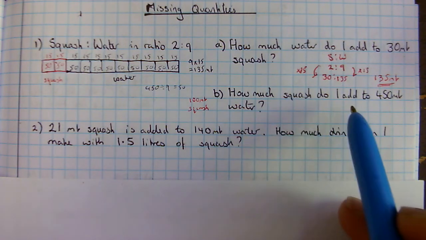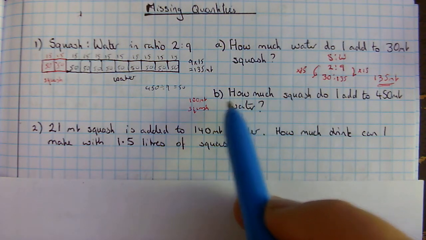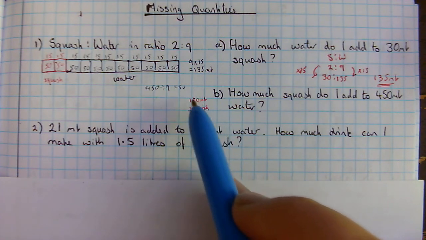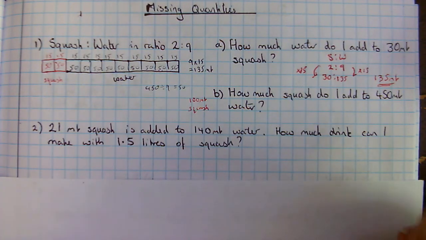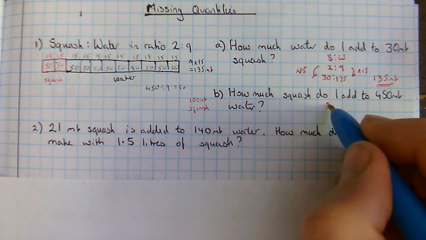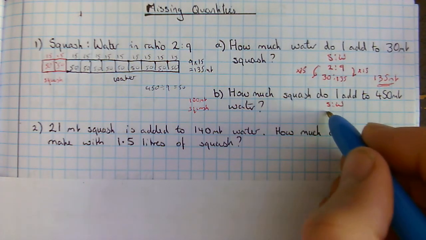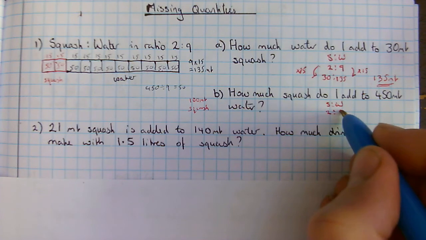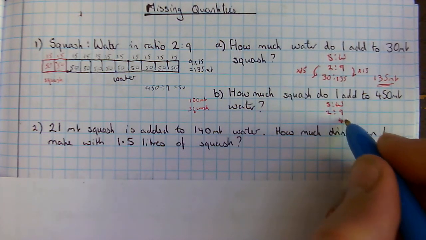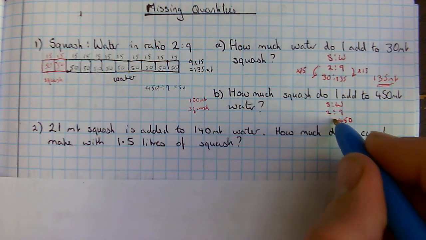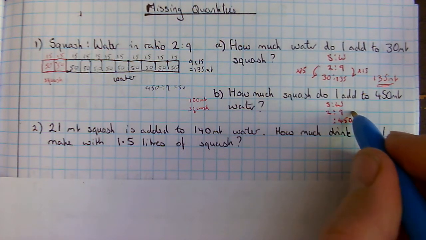How much squash do I add to 450 millilitres of water? Well, we saw using the box model I got an answer of 100. Let's see if we get the same using my multiplication method. So again, I've got squash to water in the ratio of 2 to 9. I've got 450 mils of water, so 450 goes in my water column. Thinking, how do I go from 9 to 450?